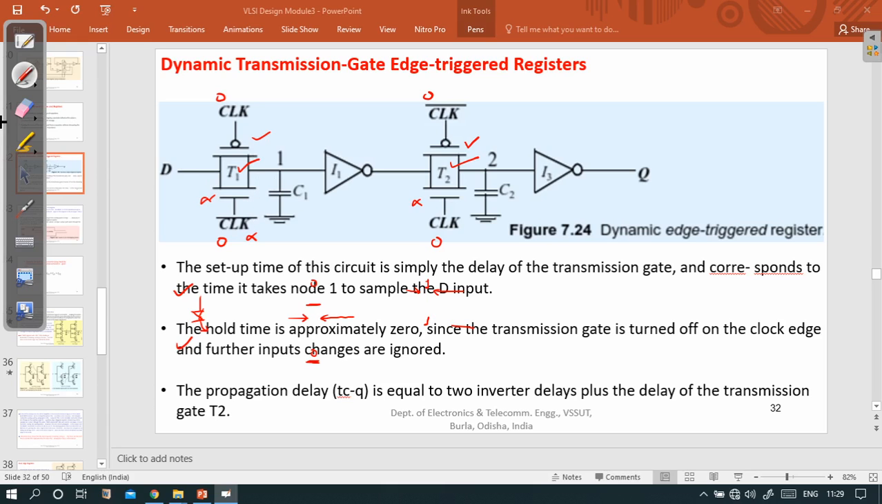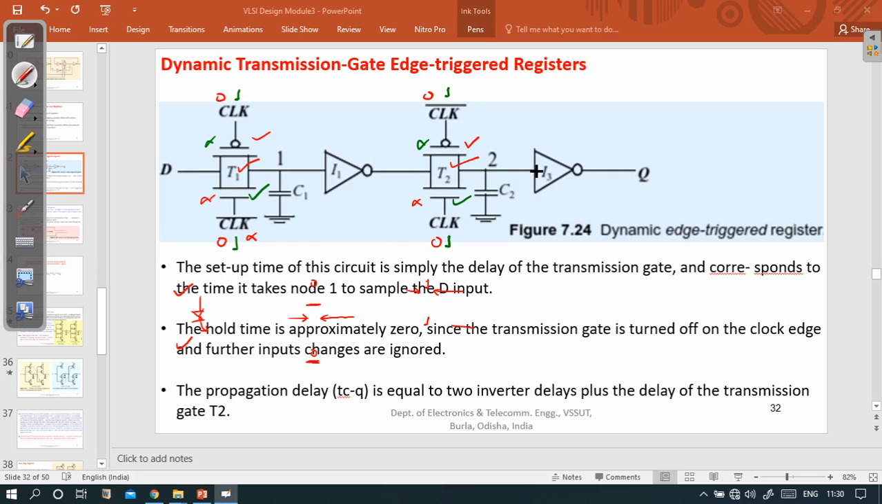Now for the second condition, when clock and clock bar are both 1, for that time window, again this will be off, this will be on. In this condition, the NMOS from T1 will be on and the NMOS from T2 will also be on. So again T1 and T2 are both conducting, both in transparent mode. Again D will pass through T1, the inverter, T2 and the I3 inverter to Q.